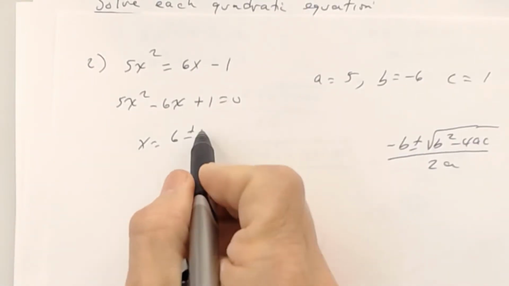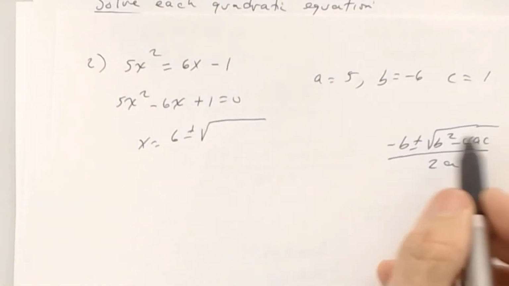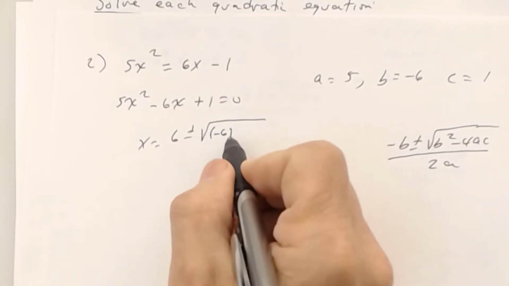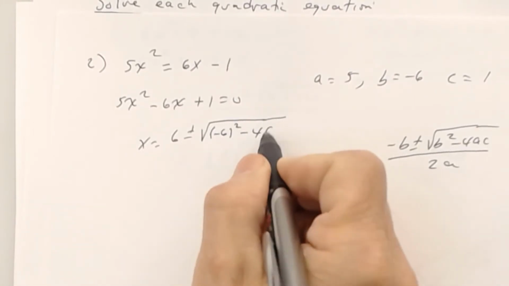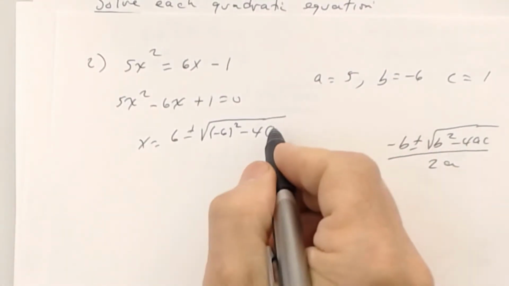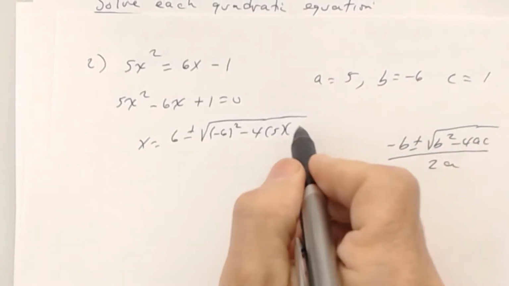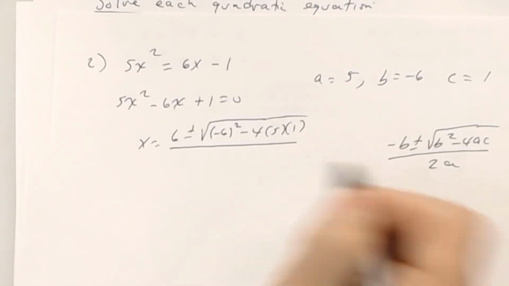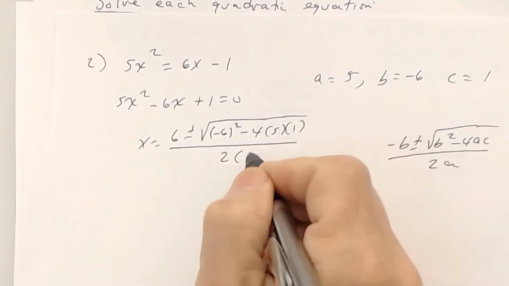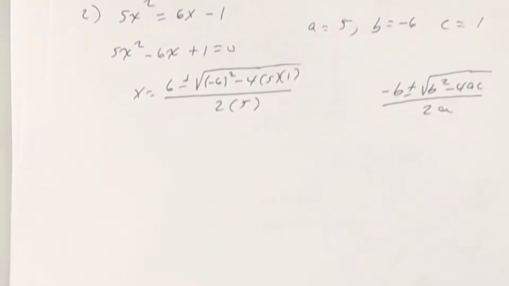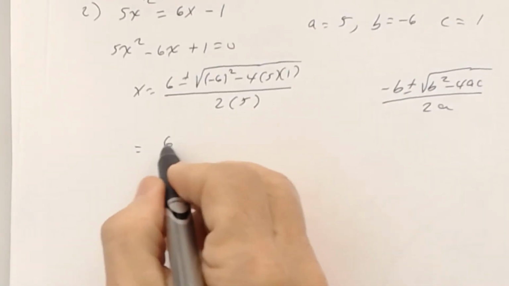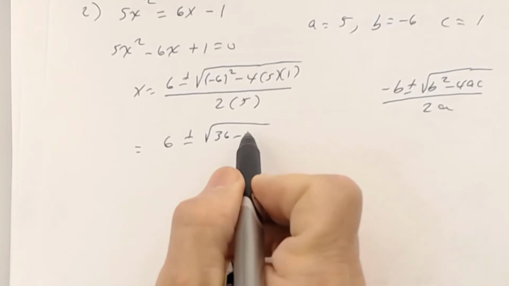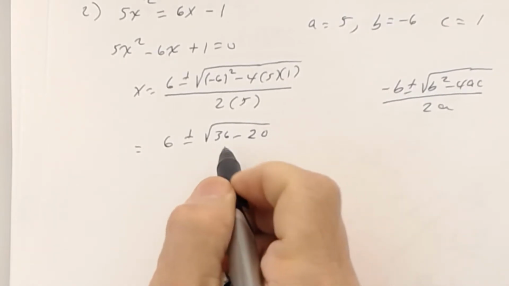So what's the opposite of b? 6 plus or minus the square root of. All right, put all this in parentheses. So b is negative 6. It's got to be squared. Minus 4 times a, which is 5, times c, which is 1, all over 2 times a, which is 5. So I get x equals 6 plus or minus the square root of 36 minus 20, right?